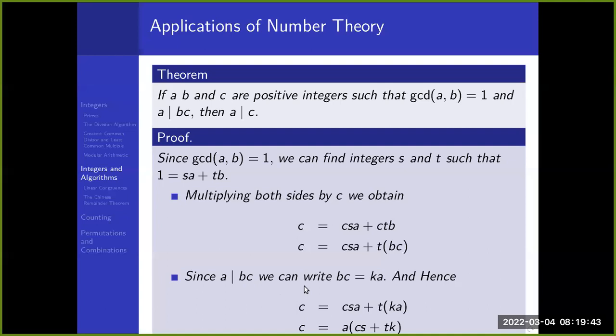And now since A divides BC, we can write BC is equal to KA. So we replace this BC with a multiple of A. And then at the end here, we pull out the A since it's common to all the terms. And we are able to show that A divides C because we've been able to write C as a multiple of A. So A definitely must divide C. The fact that the GCD of A and B is equal to 1 was used here.